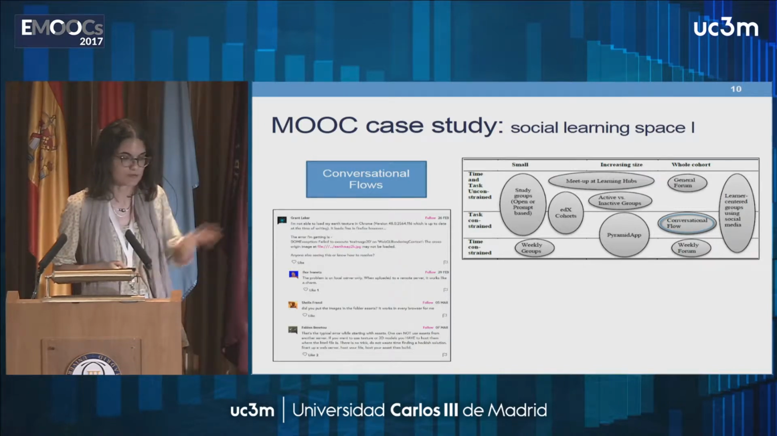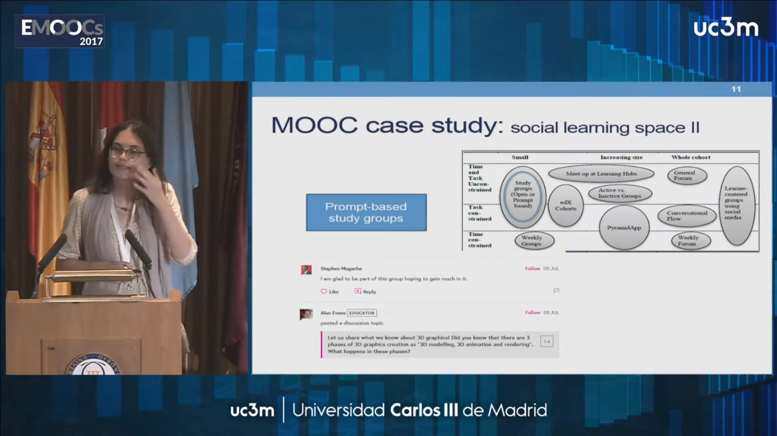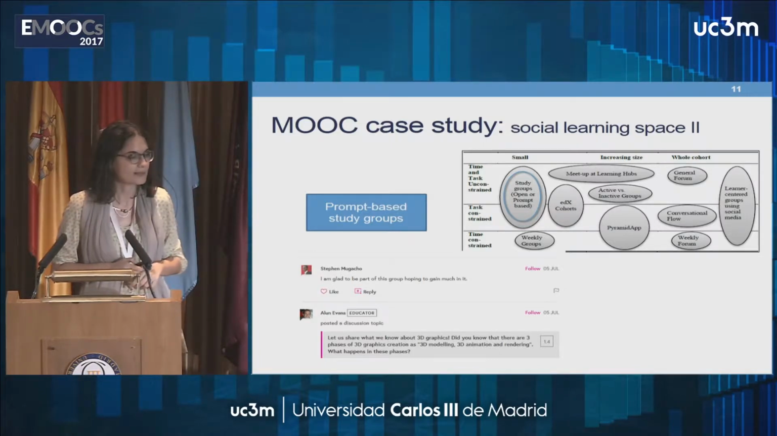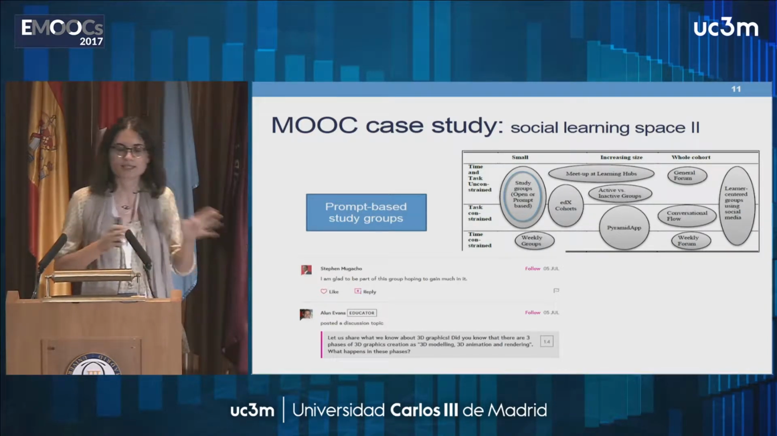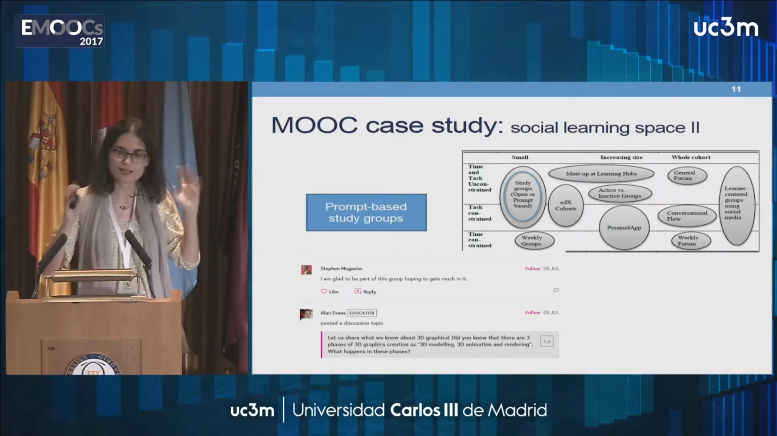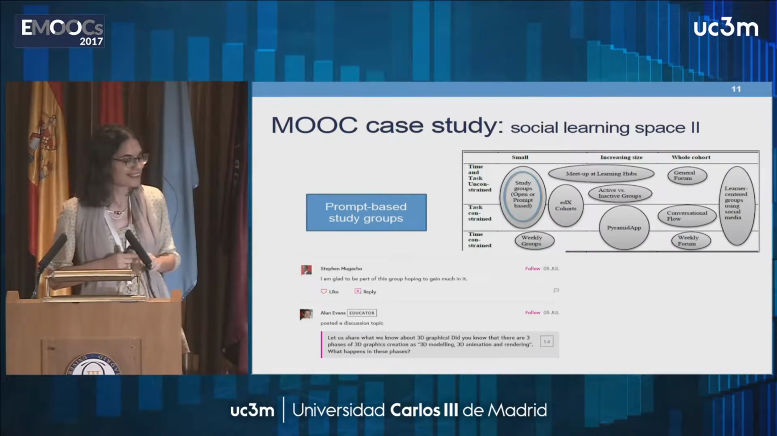This is a conversational flow, and this is how you situate it in the social learning space grid. The other space that has been used in this MOOC is the study groups. The study group was introduced some time ago, but relatively recently in FutureLearn, and it's the concept of having small groups. At the beginning, they started proposing 20, 30, now they are proposing larger small groups, 80 people. If I'm not wrong, yeah, that's correct, fantastic.